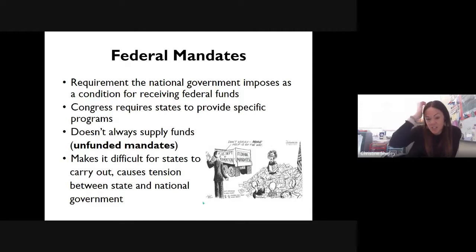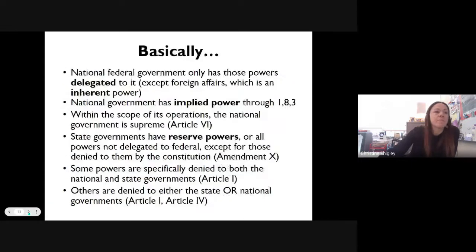So federal mandates are difficult. They cause tension between the state and national governments. It's this idea of states' rights, and in some instances, states ask, why do we have to meet this national standard? Why do we have to do this? And the federal government says, well, because everybody should be the same in this particular instance, but also we might not necessarily have the authority to tell you to be the same in terms of a law.